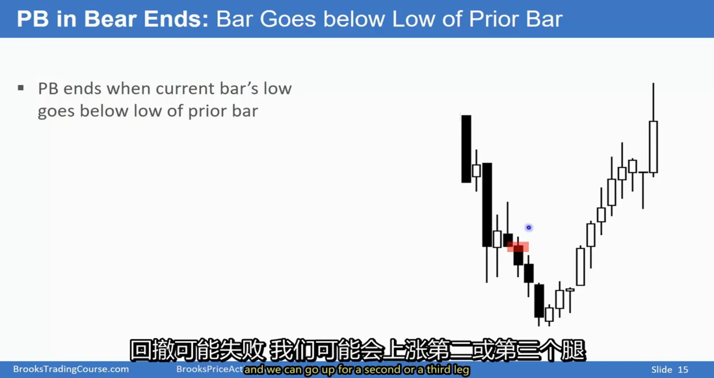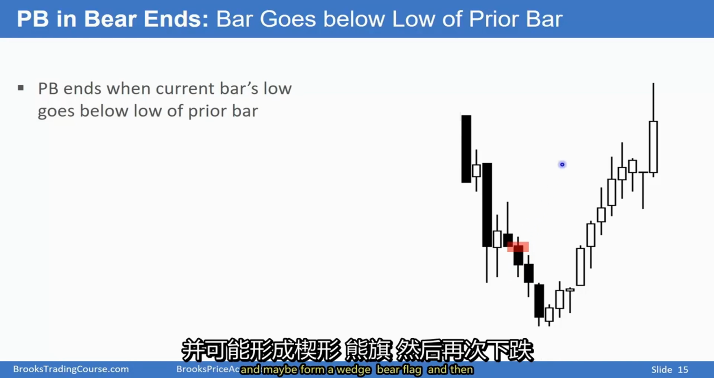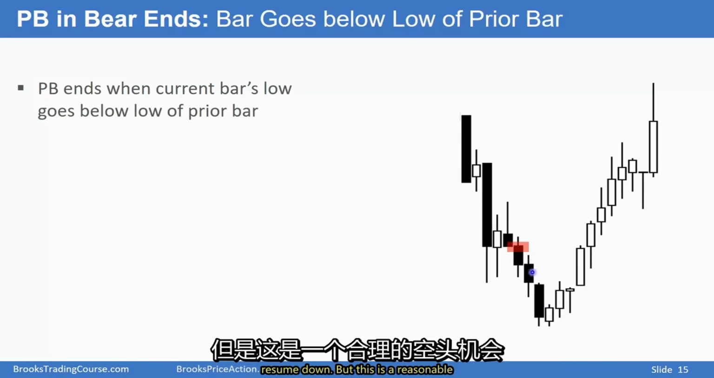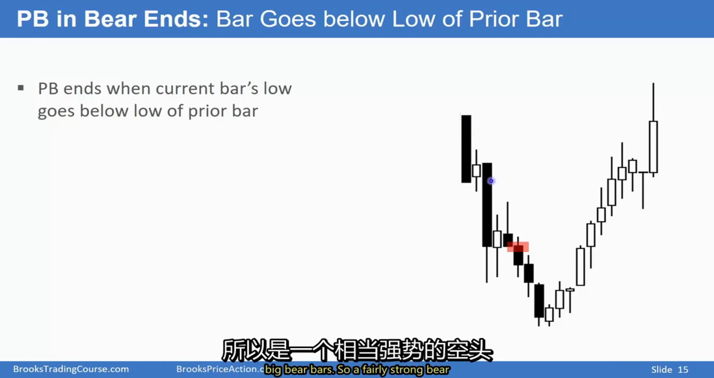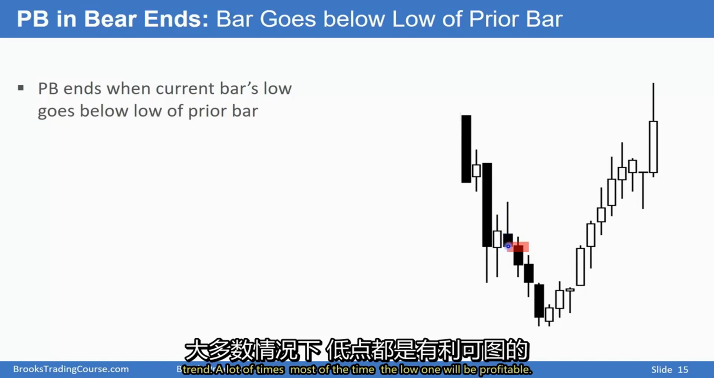The pullback can fail, and we can go up for a second or a third leg and maybe form a wedge, bear flag, and then resume down. But this is a reasonable short, especially with these 2 big bear bars. So a fairly strong bear trend. A lot of times, most of the time, the low one will be profitable.